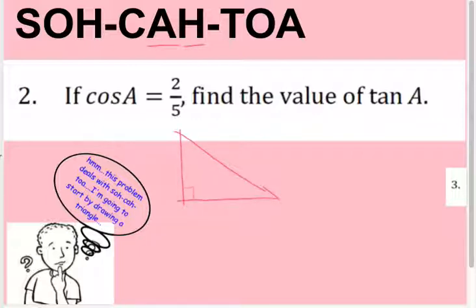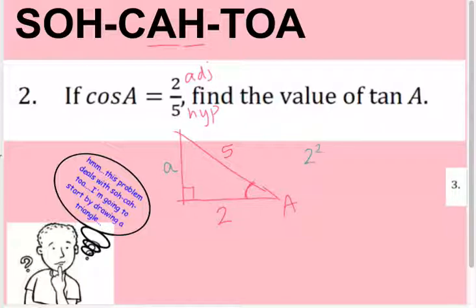So if I just draw myself a little triangle, and I'm going to label this angle A, well, cosine of A is 2 over 5. So really, my adjacent is 2, and my hypotenuse is 5. I want to find tangent, so I need to know my opposite. I have a right triangle. I know two sides, so I'm going to use the Pythagorean theorem to find side a.